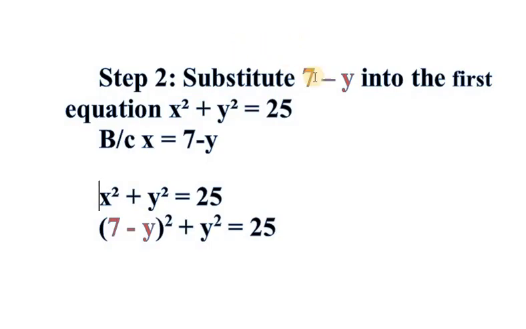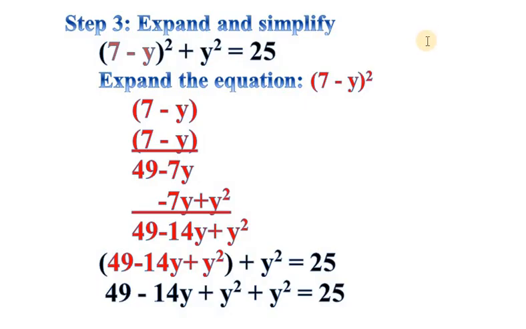Step 2: substitute 7 minus y into the first equation, x raised to 2 plus y raised to 2 is equal to 25, because x is equal to 7 minus y ነው። ስለዚህ 7 minus y ን እዚሁ substitute እናደርጋለን። 7 minus y in the bracket raised to 2 plus y raised to 2 is equal to 25. Step 3: expand and simplify. 7 minus y in the bracket raised to 2 plus y raised to 2 is equal to 25.